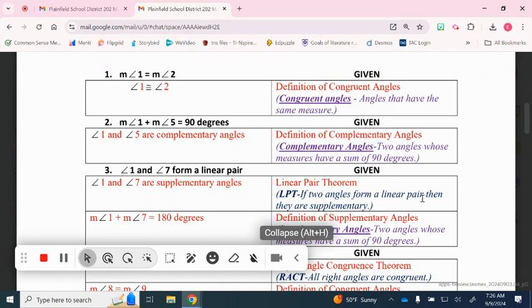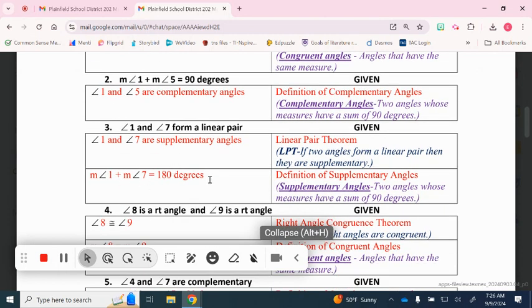And I would definitely write this somewhere because the linear pair theorem, and you will not abbreviate it LPT. Remember, this is just space saving, okay? If two angles form a linear pair, then they are supplementary. And then the next thing we can conclude from that is that the measure of angle 1 plus the measure of angle 7 equals 180 degrees, because we know they're supplementary, okay, then we know by the definition of supplementary angles.